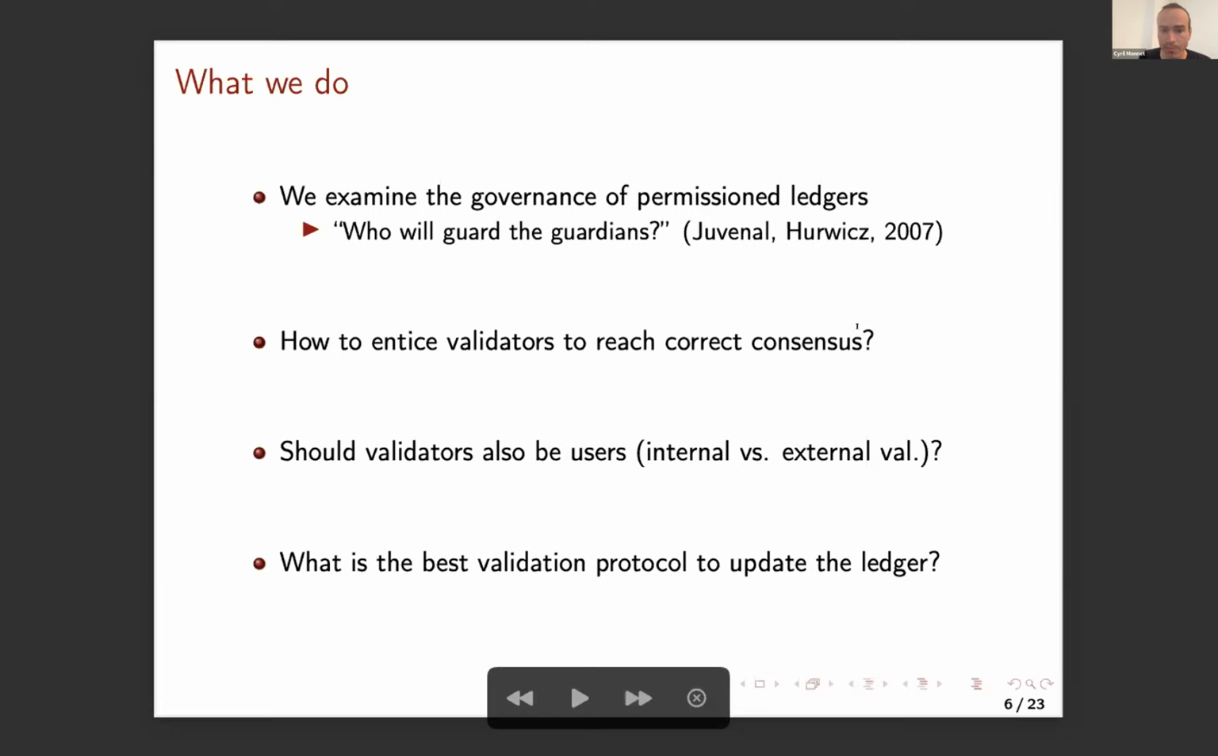The other question we will ask is, should validators be users in the system? So do you want to use internal validation, where the validators are also users in the system, or external validation, in which case the validators are not going to be users of the system.